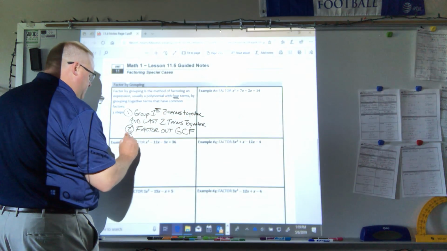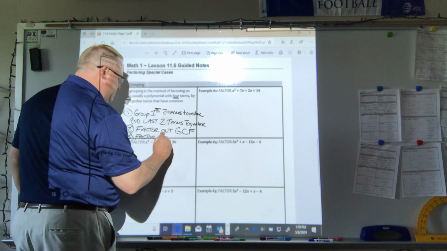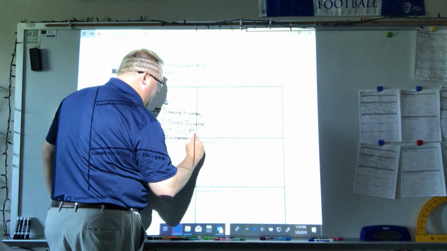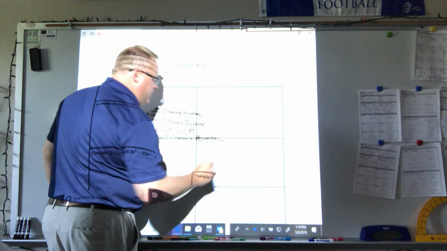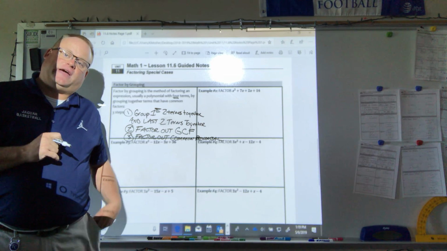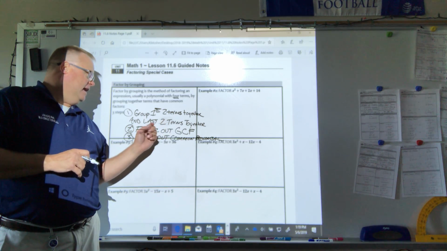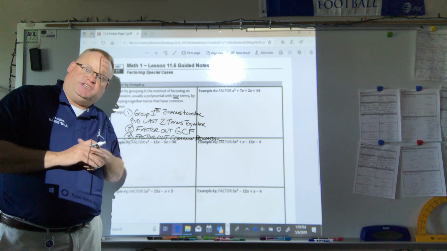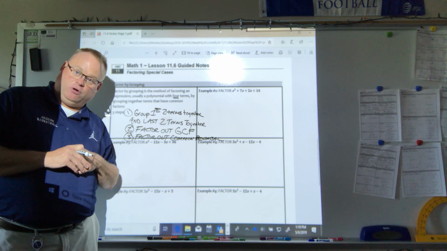Number 3, factor out common binomial. Okay? Factor out the common binomial. All right, I'll explain what I mean by all that here in a second. So step 1, group the first 2 terms together and the last 2 terms together. Step 2, factor out a GCF. Step 3, factor out common binomial.